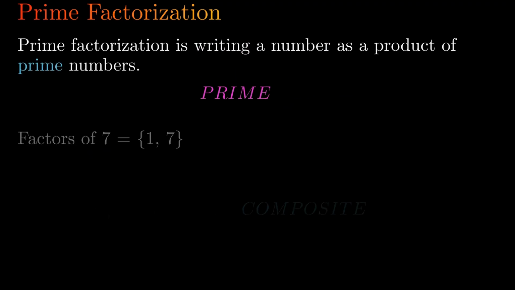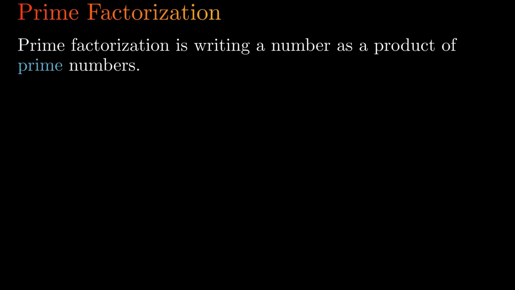Prime factorization is the process of breaking down a composite number into a product of only its prime factors. You're finding the unique set of prime building blocks that make that number.